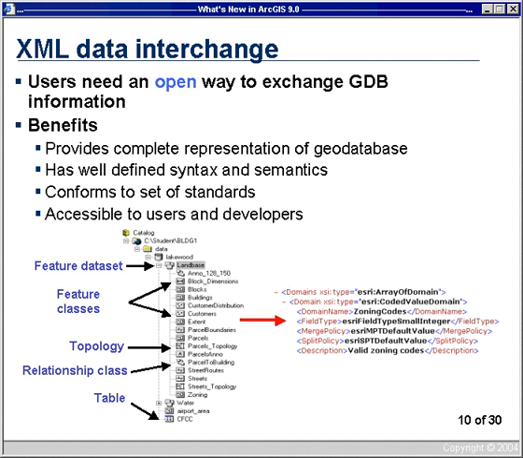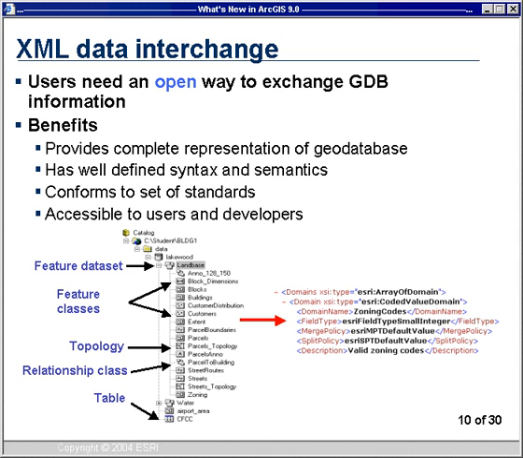Okay, the topic of this session was also to work with your data. Many of you are working with geodatabase data. Now there's a new way for sharing that information, and this is through an XML data interchange. So users have been asking for an open way to exchange geodatabase information for quite a while now. This is what XML does. XML has a well-defined syntax and semantics, and it conforms to a set of standards. People are using XML for all types of applications right now.